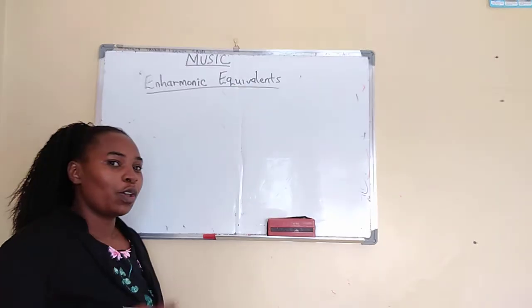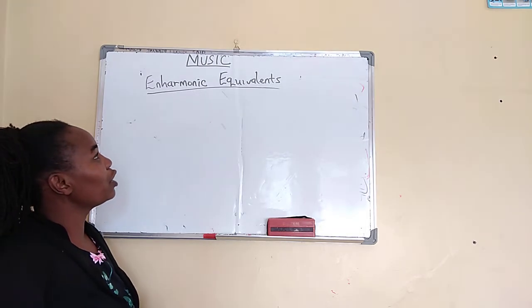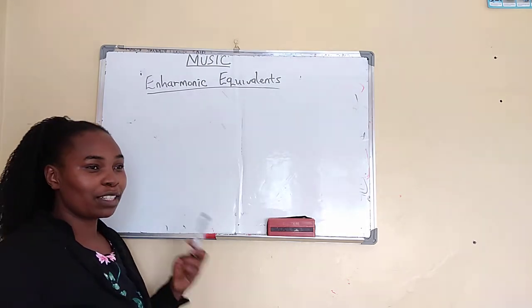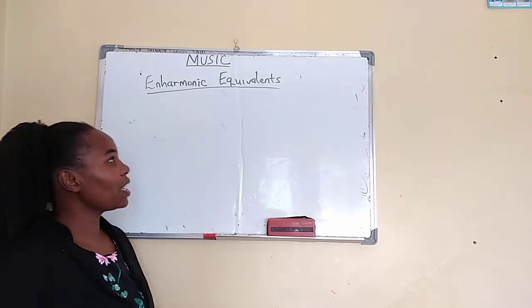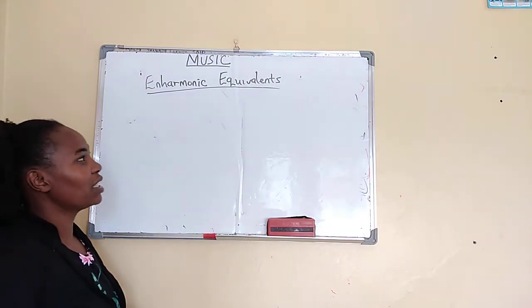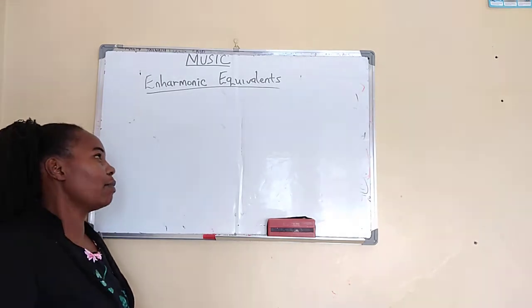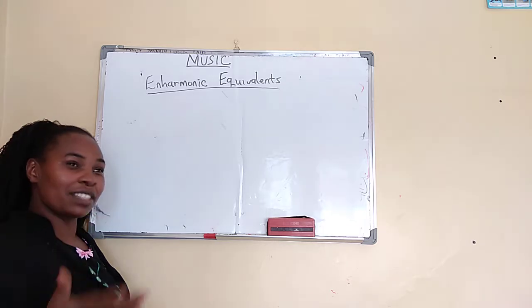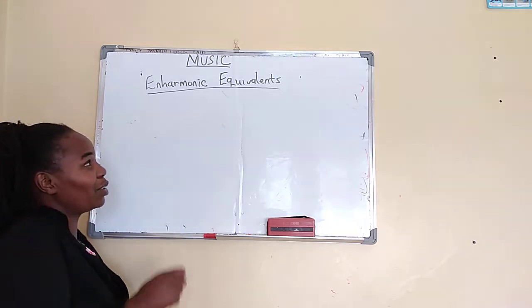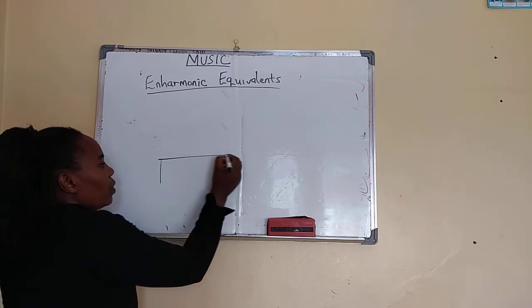Now, the last lesson that I did was on naming the black notes using sharps and flats. When we talk about enharmonic equivalence, before I explain to you what it is, I'm just going to give you an example so that from the example, we can define what enharmonic equivalence is. And I'm just going to use a keyboard.